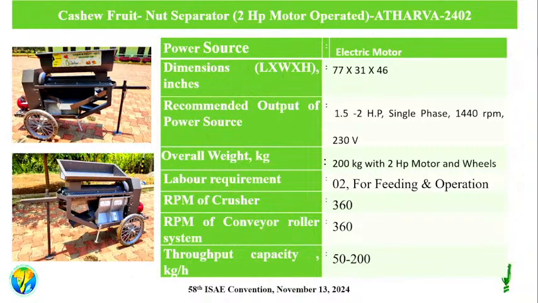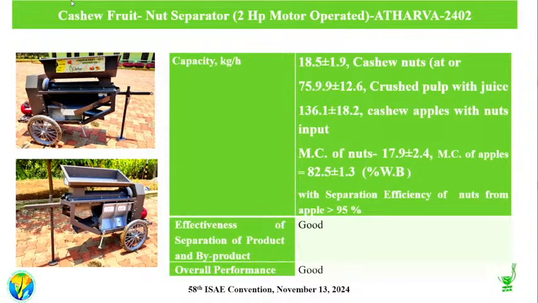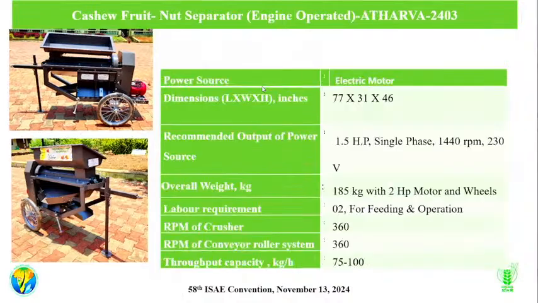And the third machine is around this one. The material of construction, as you can see, is MS. Those are not very important for this. And the capacity varies from 18 to 55. I'll cover that in the final slide only.